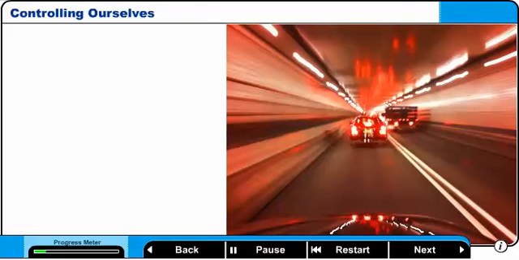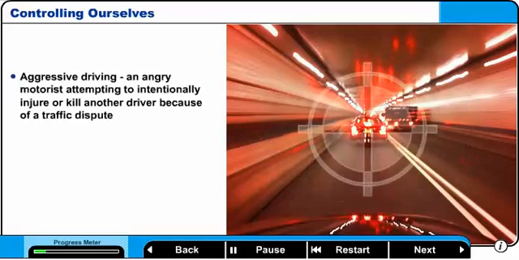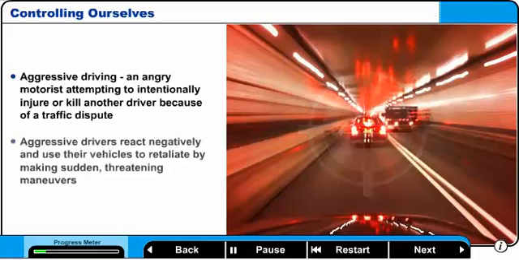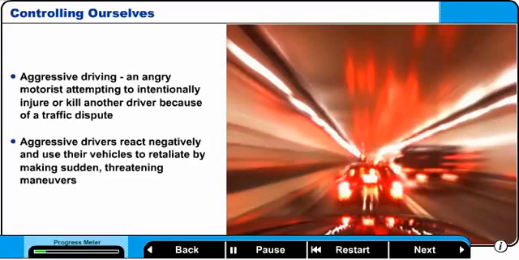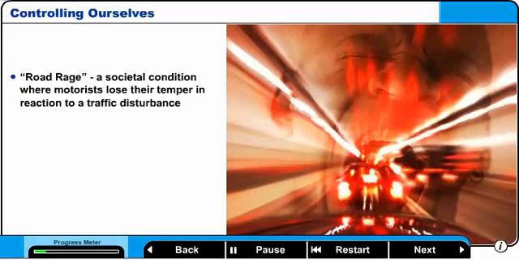Let's look first at how we can control ourselves. We'll start by looking at aggressive driving and road rage. Aggressive driving refers to an angry motorist attempting to intentionally injure or kill another driver because of a traffic dispute. Aggressive drivers react negatively and use their vehicles to retaliate by making sudden, threatening maneuvers. Road rage is commonly defined as a societal condition where motorists lose their temper in reaction to a traffic disturbance.